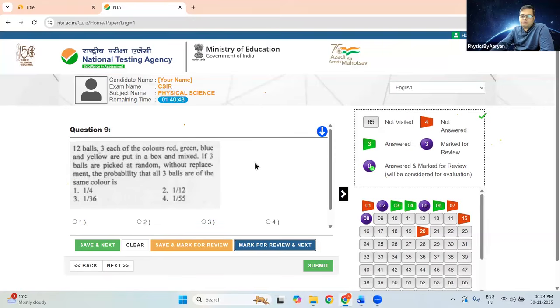12 balls, 3 of each color, picked: probability questions. If you have done probability, you will easily be able to solve such questions. So spend time on this kind of questions. Let's say I solved it and it came out to 2. This is the kind of question I should spend time on. Basically, the probability question. A physics student can do probability. It is also part of your syllabus. Save and next.